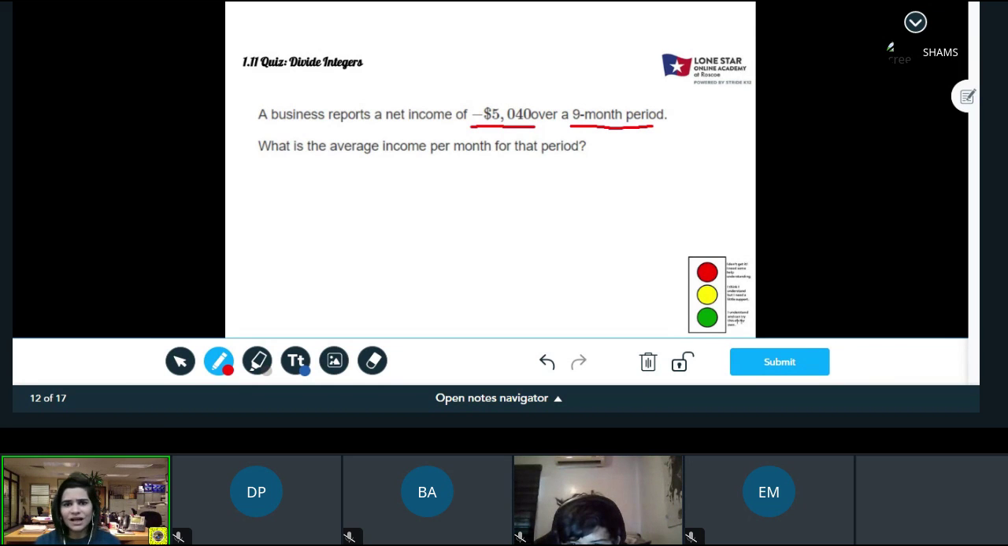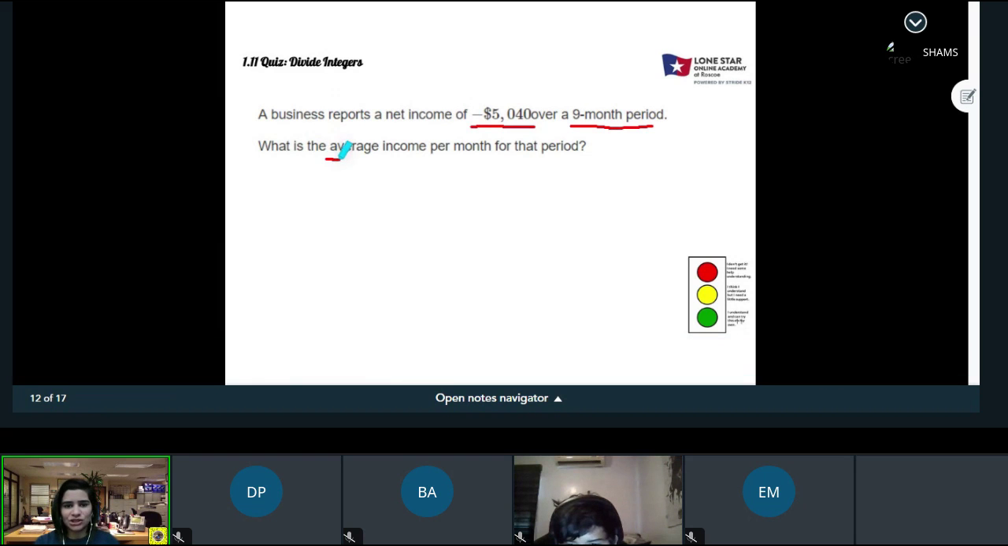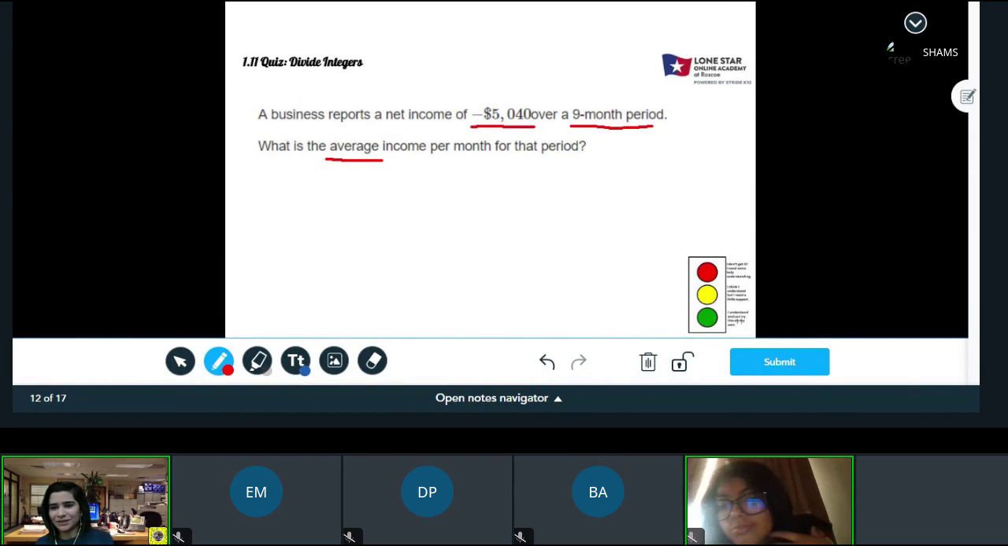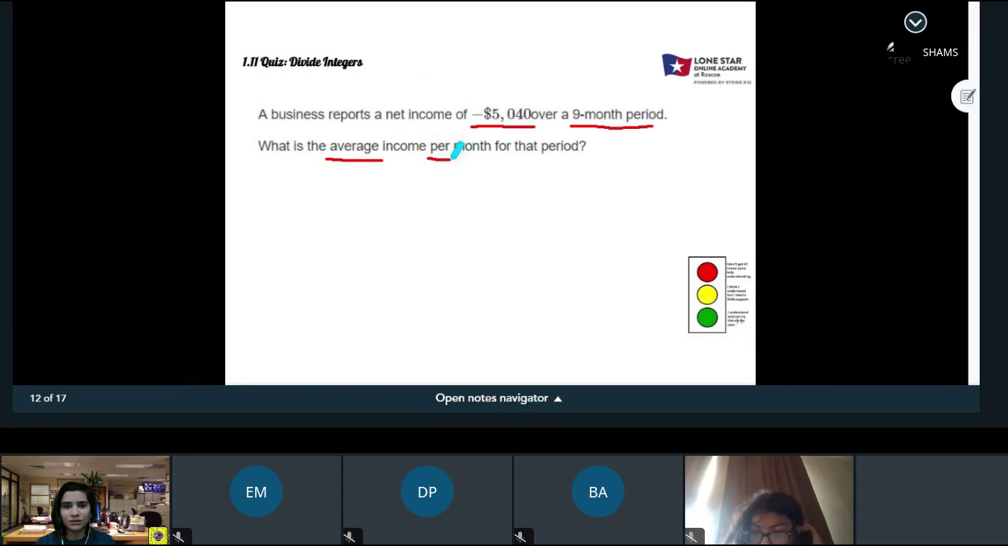So a negative number means they are actually losing money. This much money, $5,040 over 9 months. And we want to figure out the average income per month for that period. Can someone guide me how I will be able to figure out the average? Bella, you got muted. You divide 5,040 by... divided by. Yes. To find average. Okay, what is average? Average tells you for one. Like it says per month.